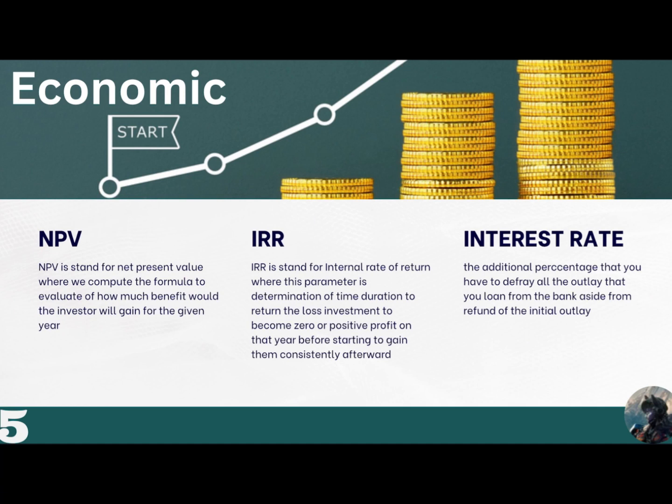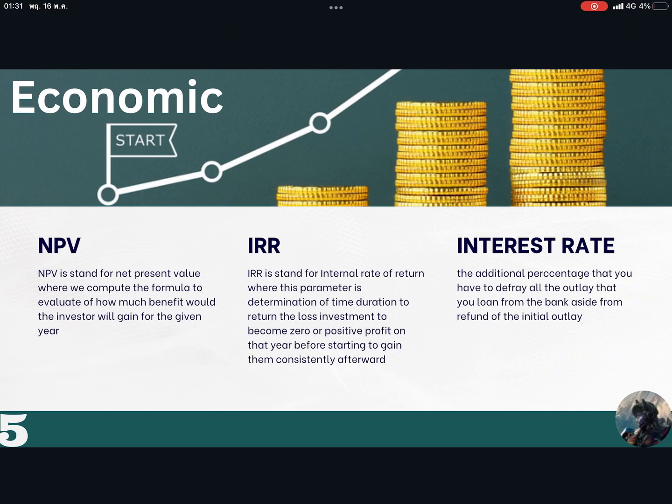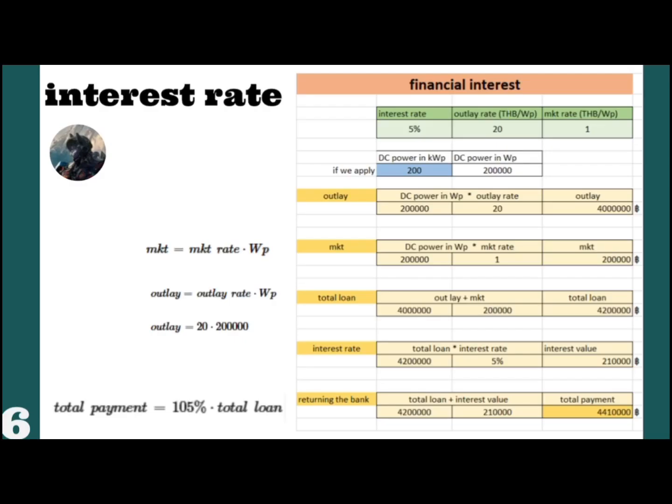And finally, the interest rate. It is the additional percentage that you have to pay to cover all the outlay that you loan from the bank, aside from the refund of the initial outlay. This is for the case where you loan money from the bank and have to return it afterward. This is the table chart of financial interest.